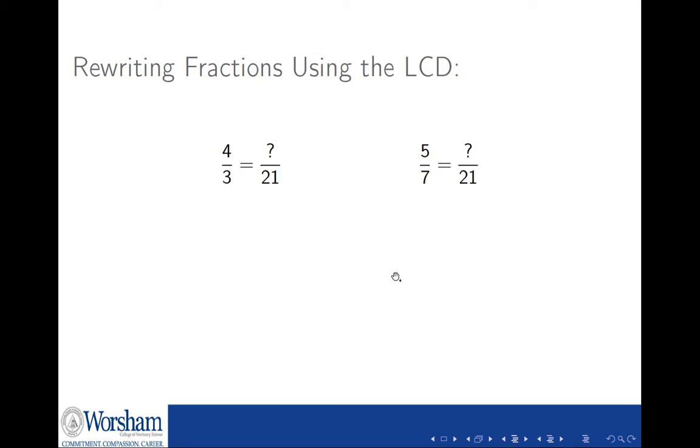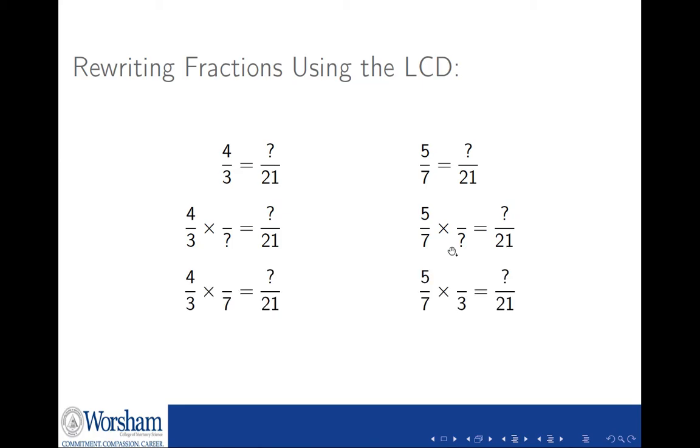So if we do the same process, 3 times what will give me 21? Well, it should be 7. 7 times what will give me 21? Should be a 3. Okay, so that's what this next step talks about. 3 times what gets me 21? So it should be 3 times 7 gets me 21. For this second fraction over here, 7 times what gets me 21? That should be 7 times 3, which is this next step right here. So we have 3 times 7, which gives me 21.